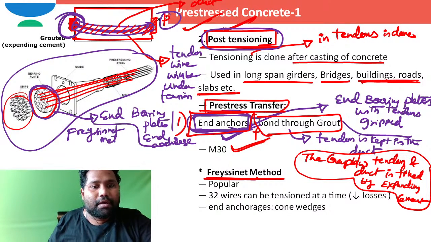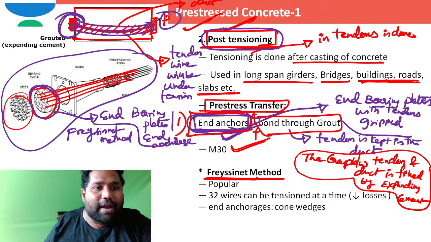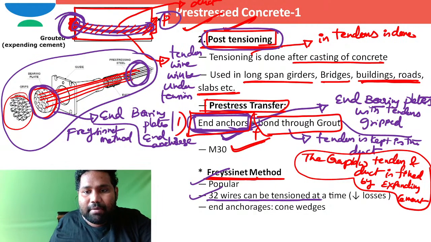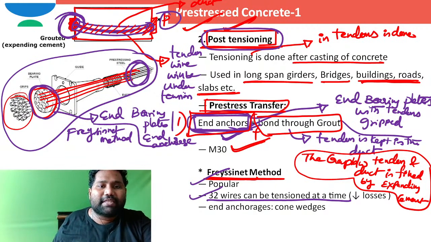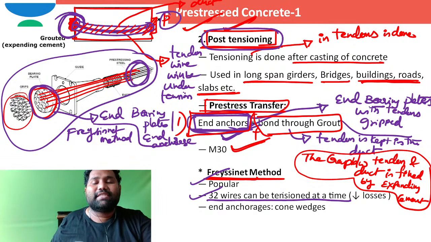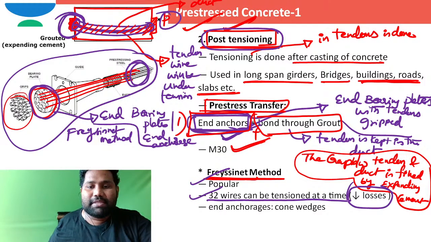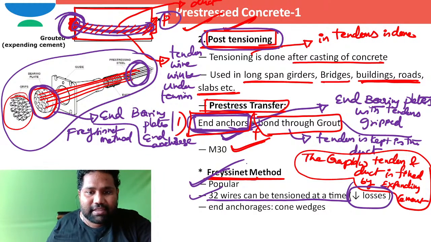In the Freyssinet method, how many wires are there? The number of wires is 32. This is the most popular, and all 32 wires can be tensioned at a time. When all the 32 wires are tensioned at a time, the pre-stressing losses are less. So lesser pre-stressing losses are possible in case of the Freyssinet method.